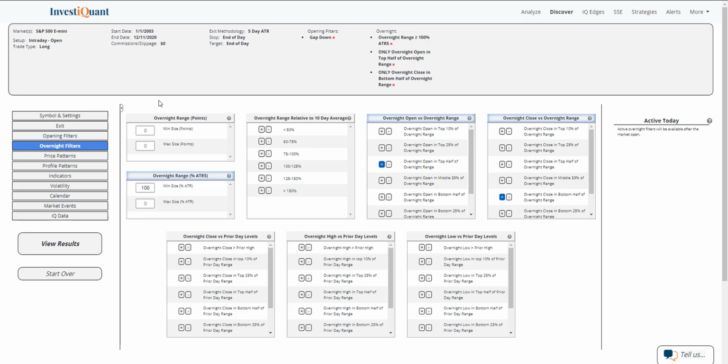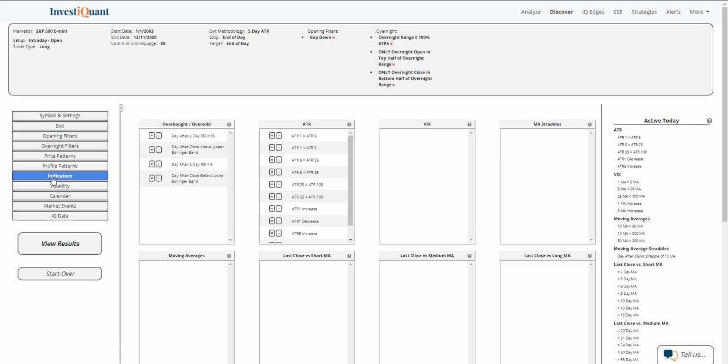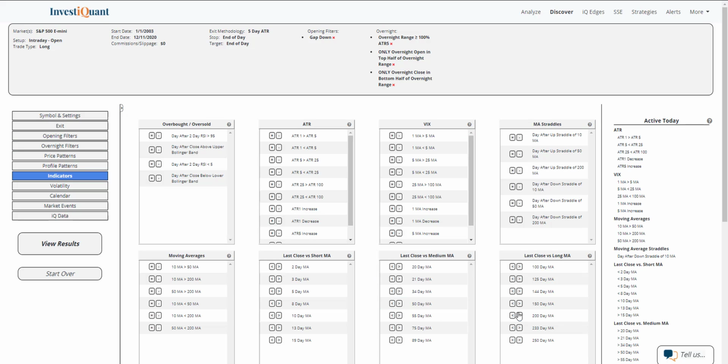And then lastly, I'm going to put it in a similar environment. I'm going to define that as above a 200-day simple moving average, but below a 10-day simple moving average. Yesterday we did close just a little below the 10-day simple moving average, just a few points. So we're kind of close to it, and you might want to keep that in mind as you look at this. Now I can hit view results.